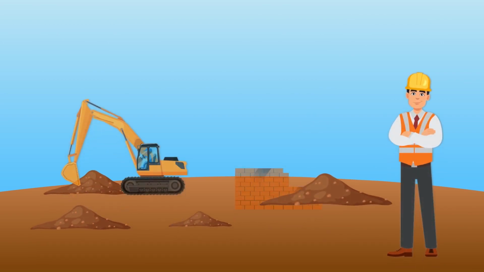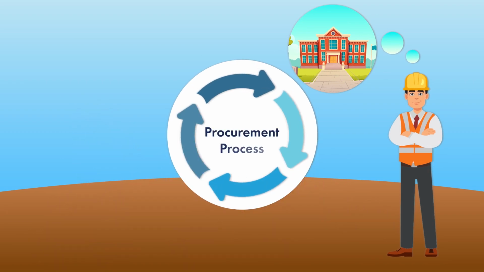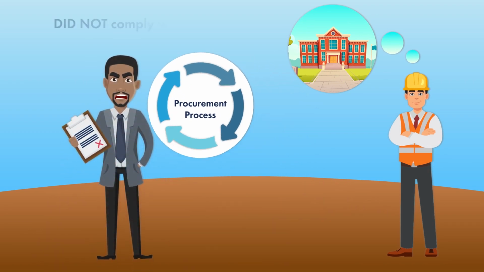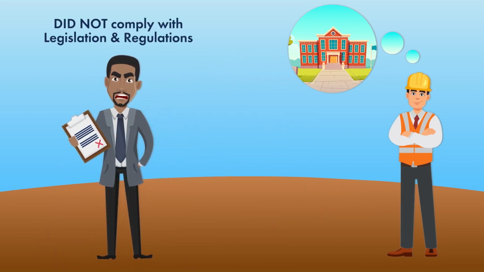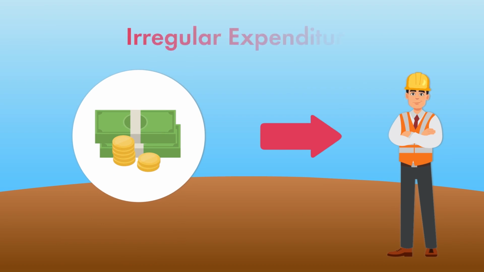Let's illustrate. A contractor has been awarded a contract to build a school. The procurement process for awarding the construction contract did not comply with legislation and regulations on supply chain management. So, all payments to the contractor will be considered irregular expenditure.